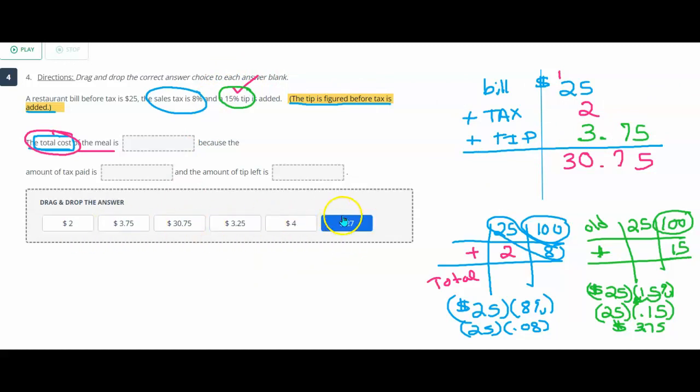Now on the new item types, you're going to have to drag and drop. So it's like multiple choice. The answers are down here, but you drag that. The total cost of the meal is $30.75 because the amount in tax, the tax paid, was how much? $2, so you have to drag that answer there. And the amount to tip was $3.75, so drag that answer.